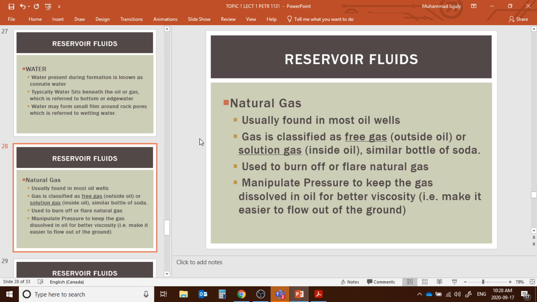Just like a bottle of soda. Okay, just exactly like the bottle of soda, the gas is filled inside the liquid. It used to be that they would burn off or flare the natural gas, and we actually got the crude oil. Okay, we manipulate the pressure to keep the gas dissolved in the oil for better viscosity. We'll actually get to that later, how to manipulate the pressure to keep the gas dissolved in oil for better viscosity and for transportation also. And it also makes it easier to flow out of the ground.